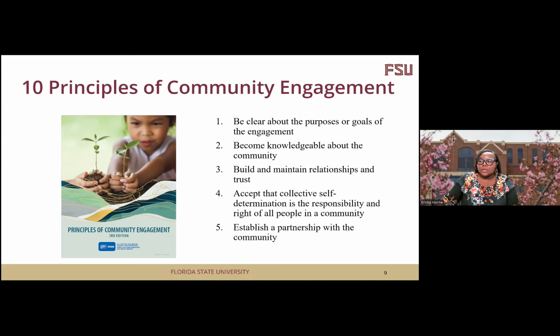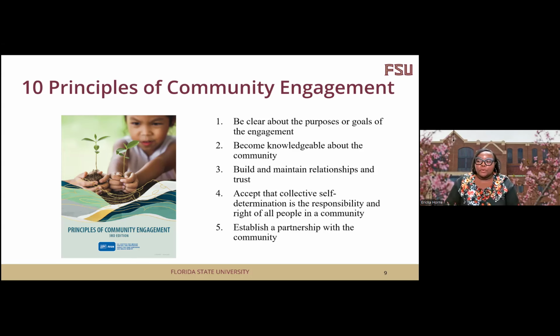And then there's also the importance of remembering and accepting that collective self-determination is the responsibility and the right of all people in the community. So no external entity should assume or feel like they can come in and give power back to the community. The community already has the power. They already have everything they need. It's more of helping to build their capacity. So we're helping them realize that all people are a part of the decision-making process. It's not the researchers coming in to change something or tell them something needs to be fixed, but we help them realize the power that they have.